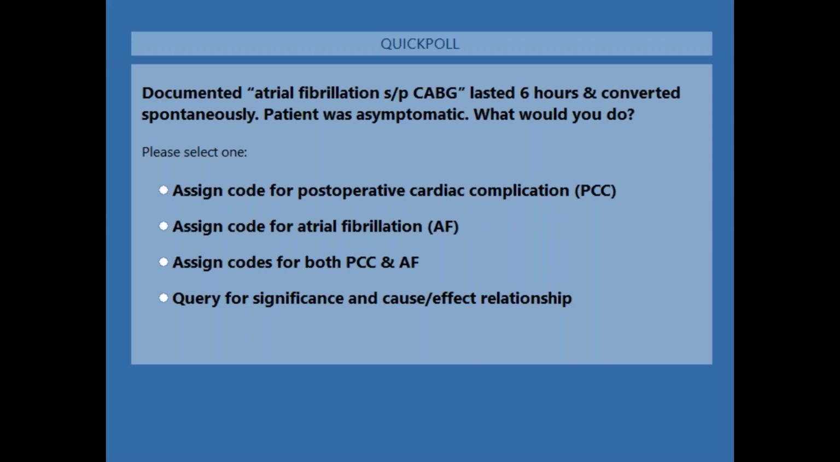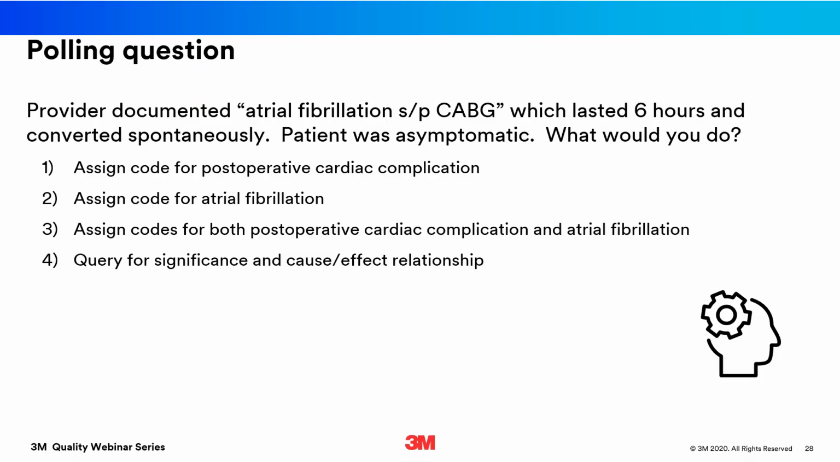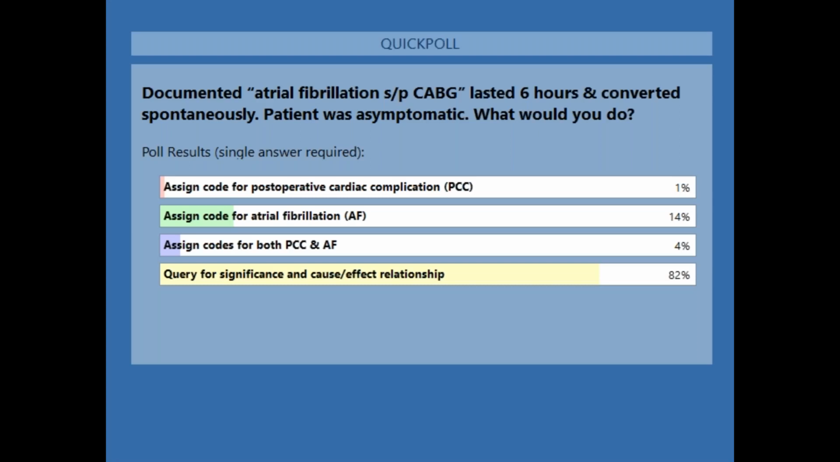And hopefully, again, those that have chosen to participate have had a chance. If you can please share the polling results, please. Sharing the results there. So we had 1% for postoperative cardiac complication, 14% for AFib, 4% for both postoperative cardiac complication and AFib, and then 82% for query for significance and cause and effect relationship.